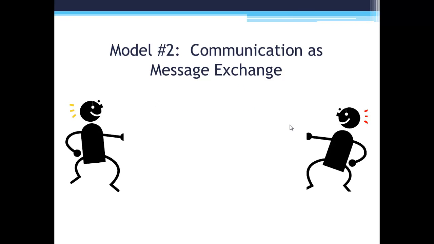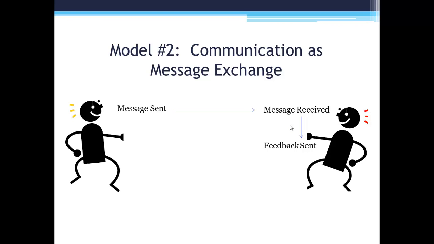Model number 2 is communication as message exchange. In this model, all of the elements of the message transfer are present, but an additional element is added. So a message is sent across a channel, received by a receiver. The additional element is feedback.